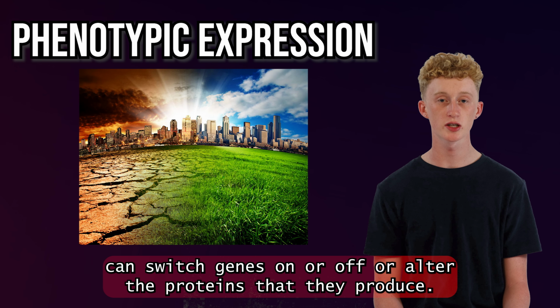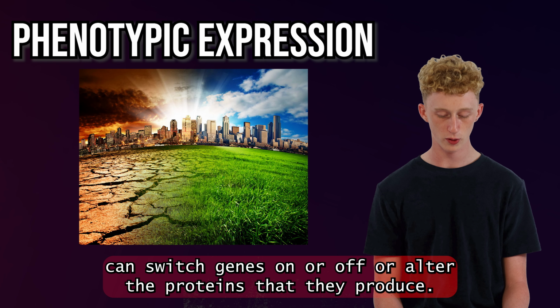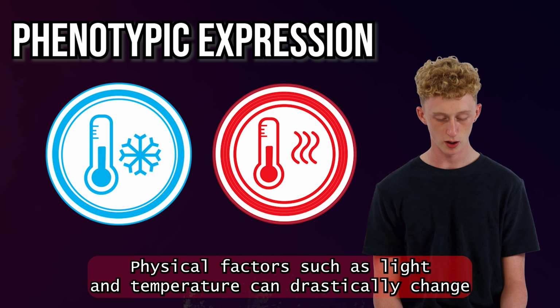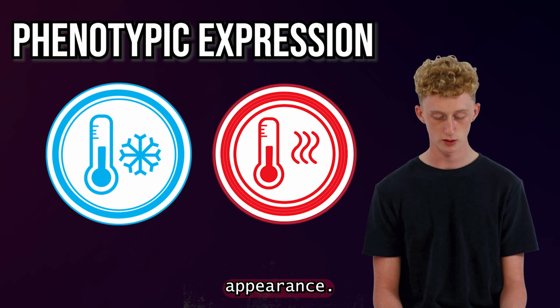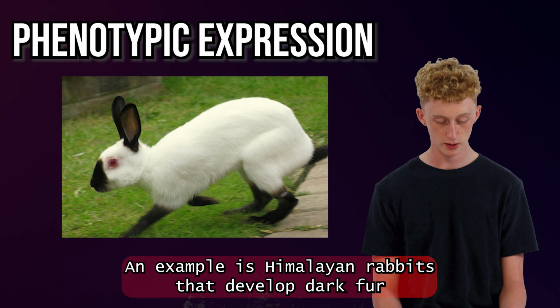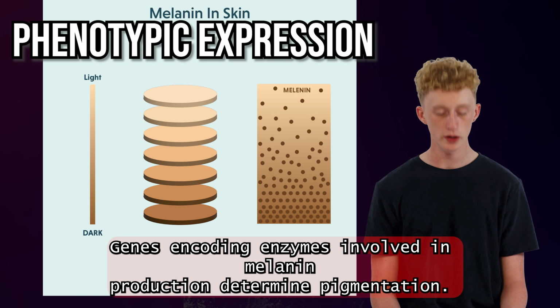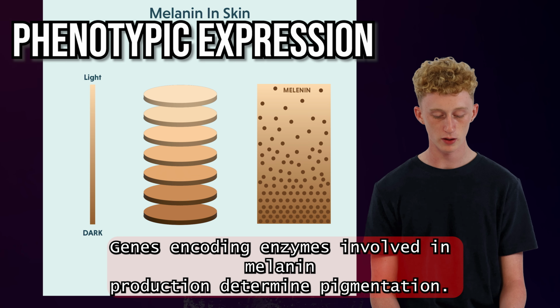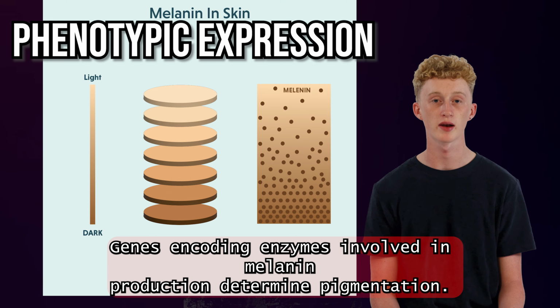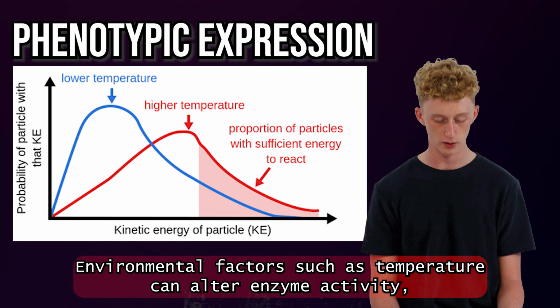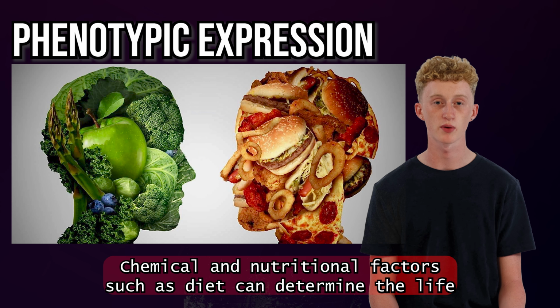External factors can switch genes on or off, or alter the proteins that they produce. Physical factors such as light and temperature can drastically change appearance. An example is Himalayan rabbits that develop dark fur only in cool parts of their body. Genes encoding enzymes involved in melanin production determine pigmentation. Environmental factors such as temperature can alter enzyme activity, influencing the phenotype expressed.